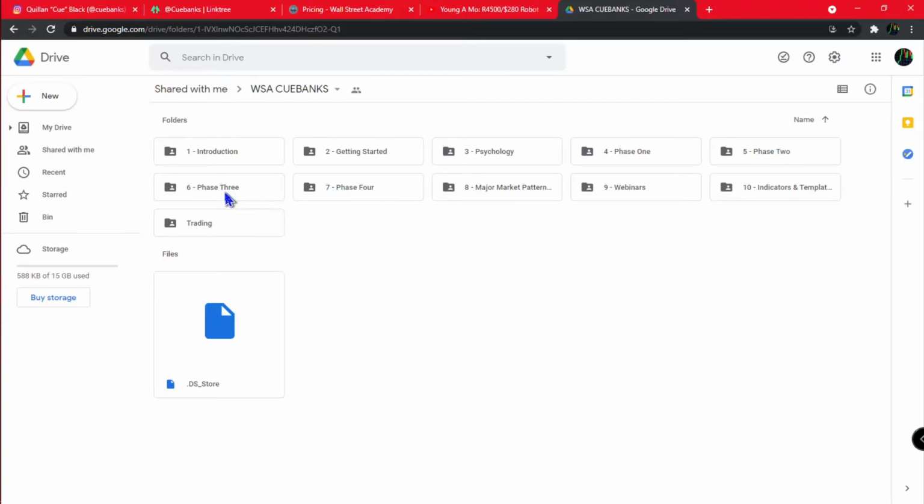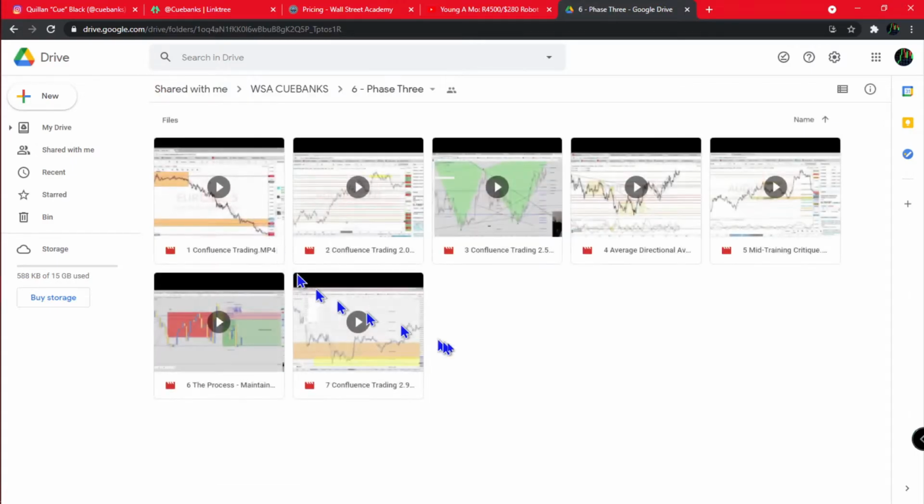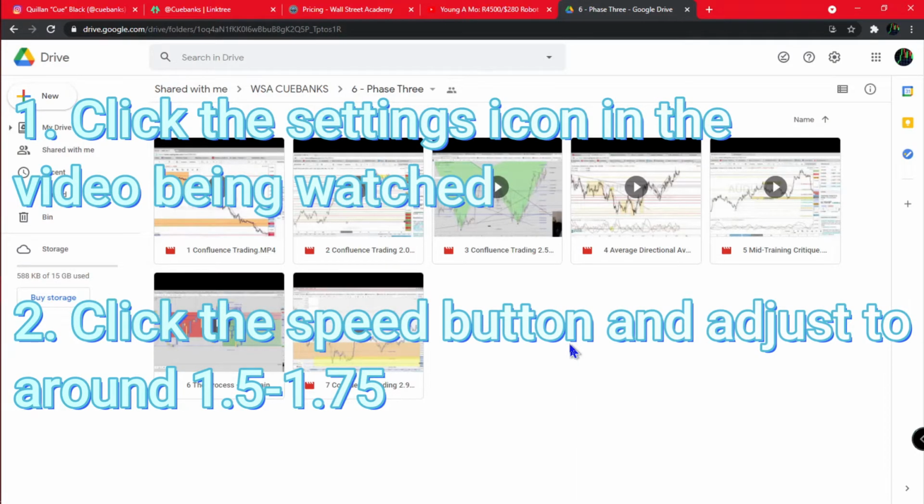But as soon as you go into folder number 6, phase 3, these videos are quite long, all of them above 20 minutes in length. So a tip for when you watch these videos, you can speed the video up, because they do speak quite slowly. So to get through it faster, speed the video up to at least 1.5 times the regular speed, and then you will be able to watch the video at a faster pace.